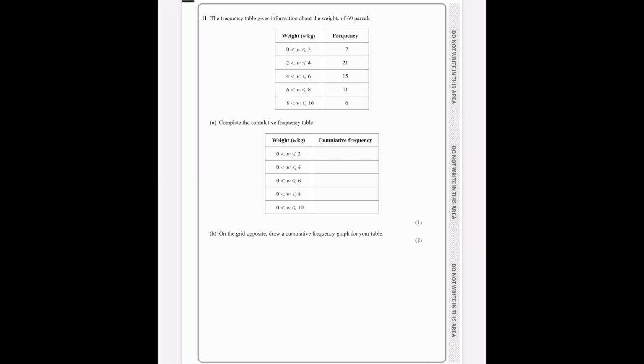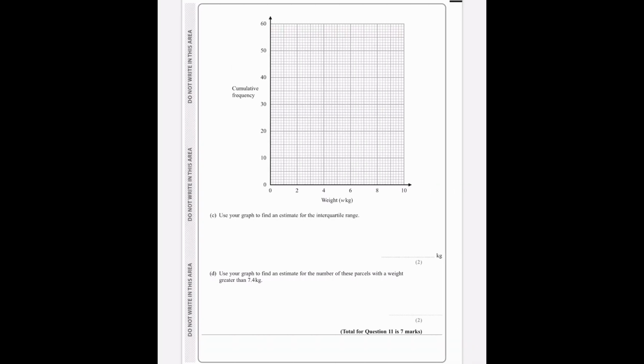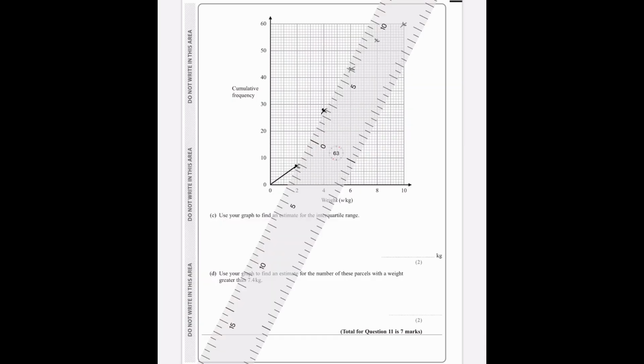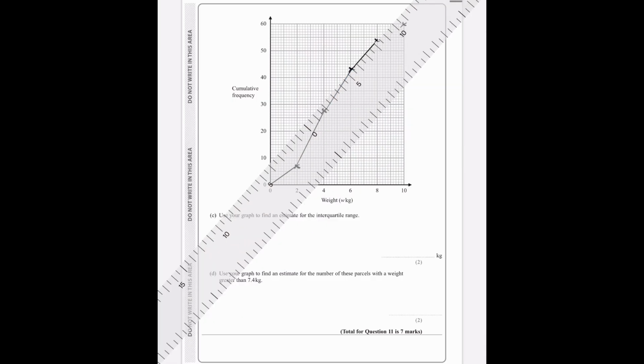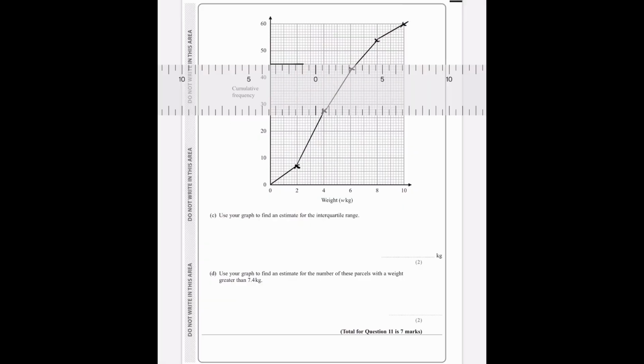For the cumulative frequency, 7, 28, 43, 54, 60, just adding on each one each time. And then we're going to plot those points on the cumulative frequency graph. It's one of the few occasions you can do a dot to dot, so you can, if you want to, do it smooth by hand, but my by hand graph's always terrible, so I've done a dot to dot on this one, like so.